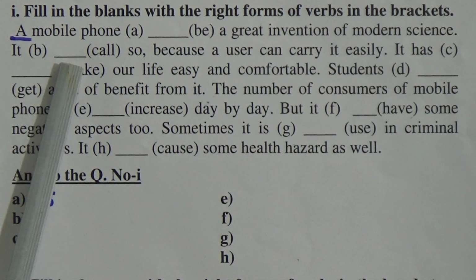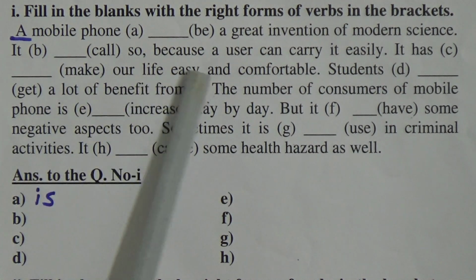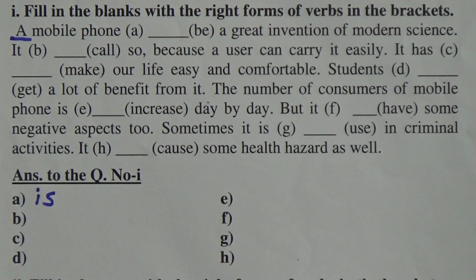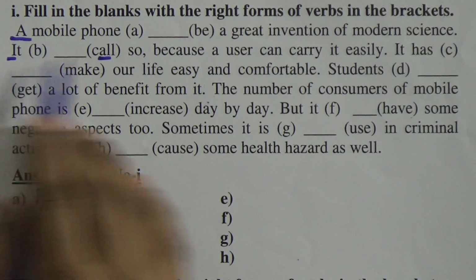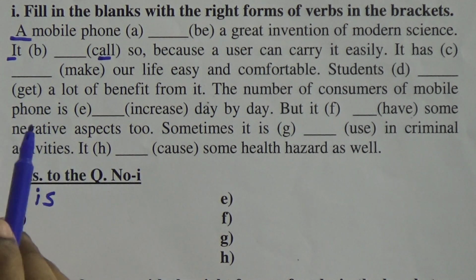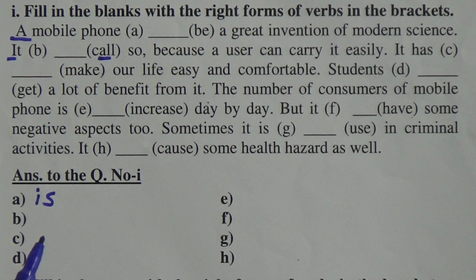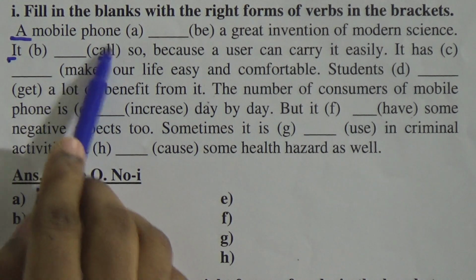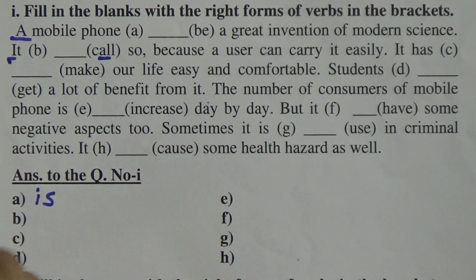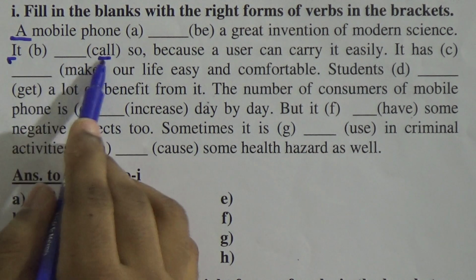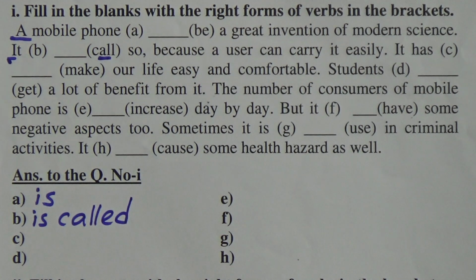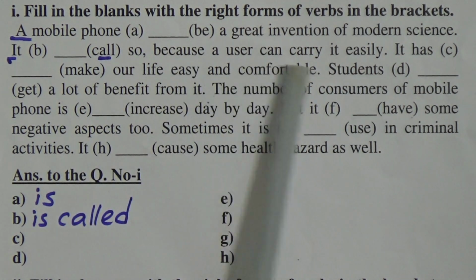It dash call so because a user can carry it easily. Now look, who called it? Does it call? It cannot call. Who called it the invention of modern science, a great invention? The people call. It doesn't call. So the function of this verb doesn't do the subject. That's why we have to put here the passive voice. So it is called. That's why it will be it is called. So it is called so because a user can carry it easily.